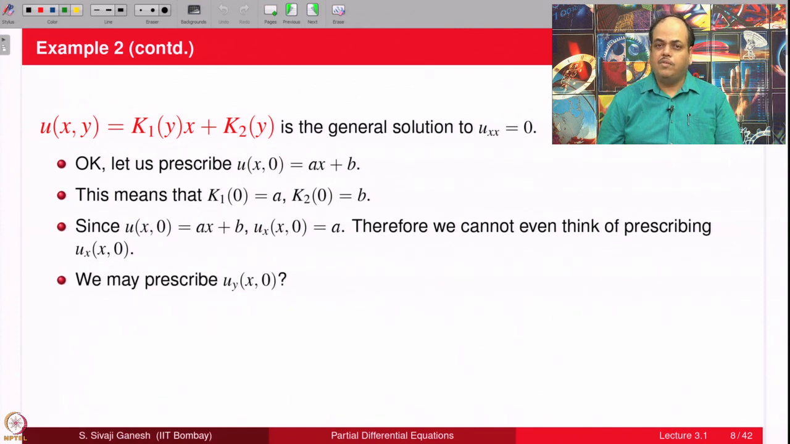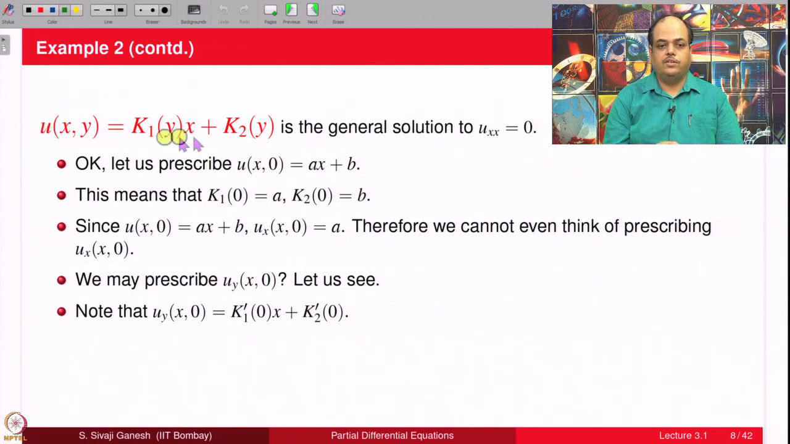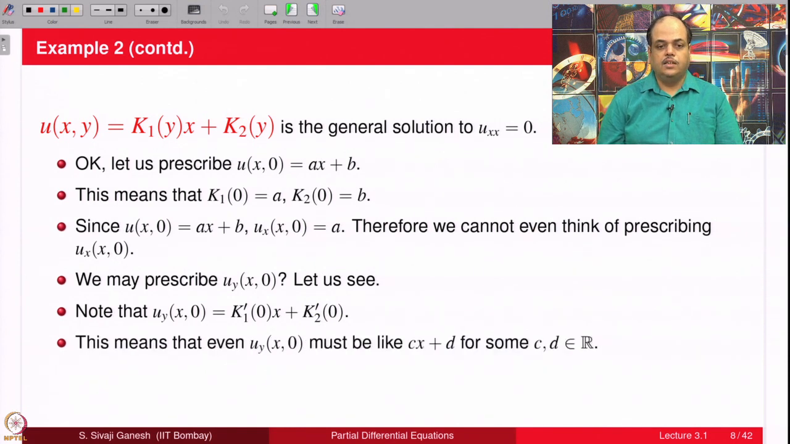Then we ask the question, can we prescribe u_y in that case, u_y(x,0)? Let us find out. So, u_y(x,0) from this general solution will look like this now. Derivative with respect to y, that means k1'(y) x plus k2'(y). When y equal to 0, it is k1'(0) times x plus k2'(0). This means even u_y(x,0) must be like cx plus d, it must be a linear function for some constants c, d in R.